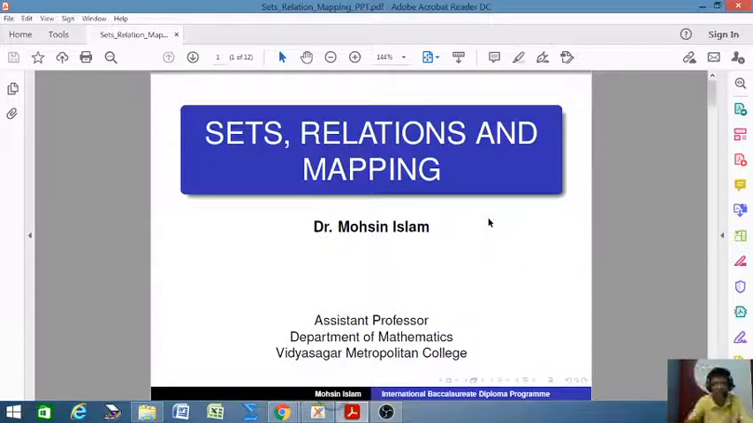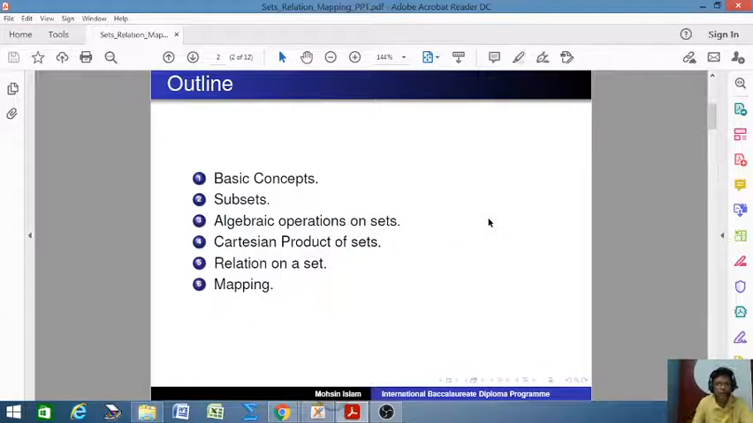Let me first define the sets. In this lecture today, we'll discuss the basic concepts, subsets, and algebraic operations on sets. Whenever you learn a new subject, you have to learn the algebraic operations on it: what is the addition, what is the subtraction, multiplication, etc. And also, we'll talk about the Cartesian product of sets. After that, we'll talk about relations on sets and also mappings.